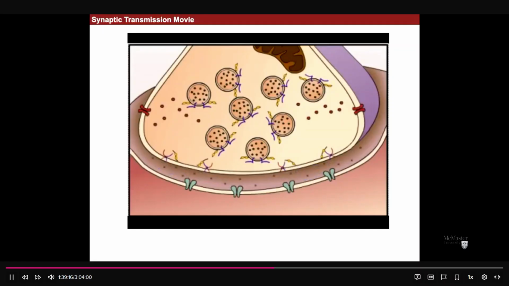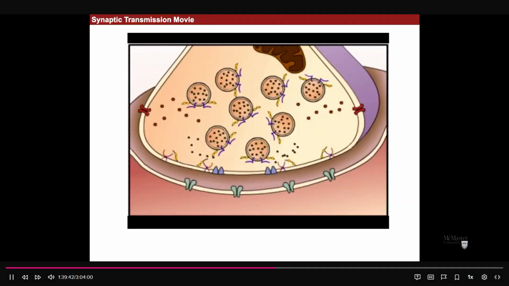Not all transmitters are broken down by enzymes in the synaptic cleft. Many transmitters are rapidly cleared from the synaptic cleft by being taken up into the presynaptic terminal by special proteins called transporters. This process is known as reuptake. Reuptake not only cuts off the synaptic activity promptly, but also allows the terminal to recycle transmitter molecules.